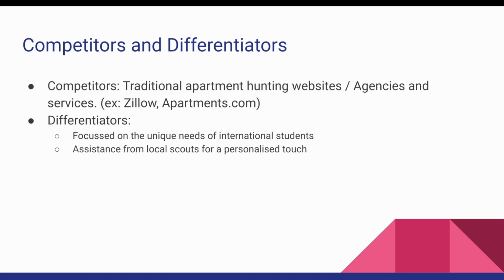Competitors and differentiators. There are no direct competitors for our application, as the closest ones that we get are apartment hunting websites or agencies like Zillow or Apartments.com. They just provide the listings that the owner or the agents put up. They don't provide an option for the users to put up a listing where someone else can go and verify the genuineness of the listing. So this is one thing that we are trying to differentiate us from our competitors.